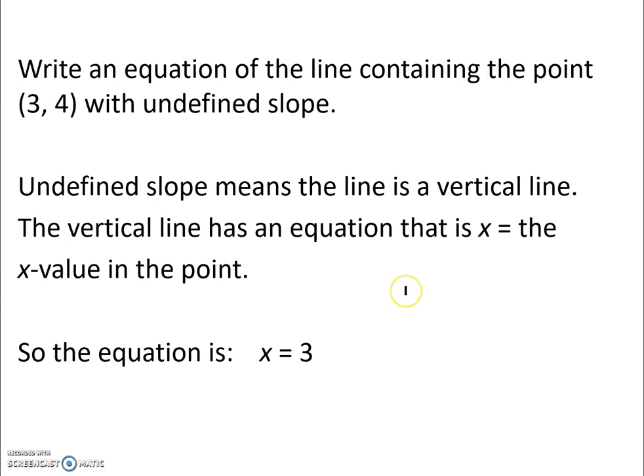Write an equation of a line containing the point (3, 4) with undefined slope. Undefined slope means the line is a vertical line. The vertical line has an equation where x equals the x value in the point. So we go back up and we look at our point, and the x value is 3. So the equation is simply x equals 3.